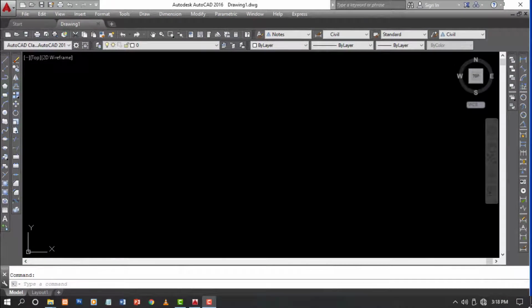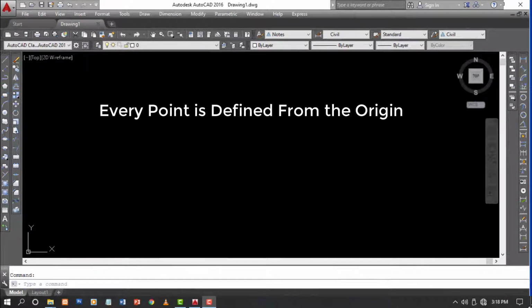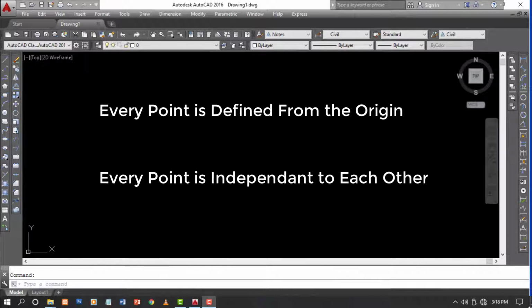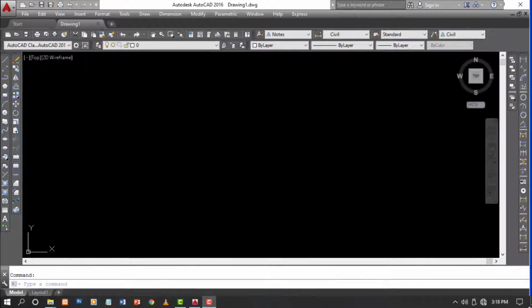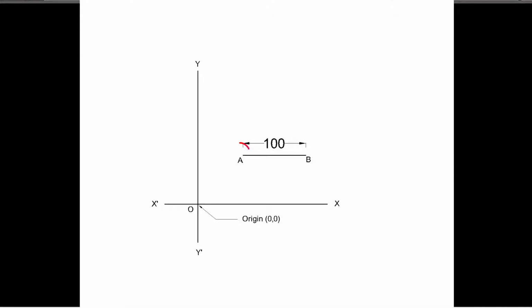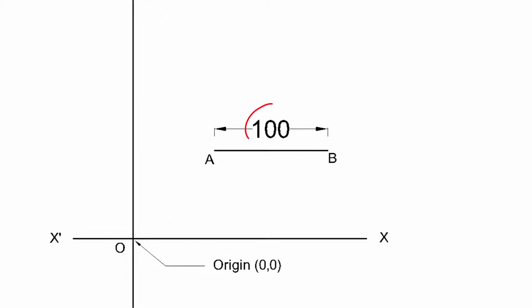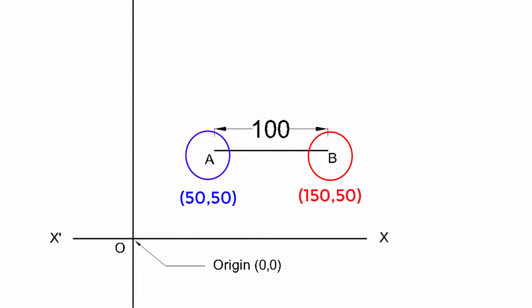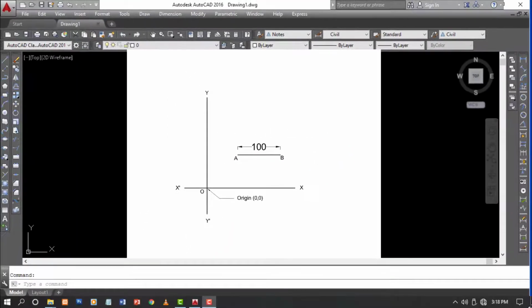In absolute coordinate system, each and every point is defined from the origin. The position of each point is independent to each other. Let me explain this with this figure. The distance of the point A of the line AB from y-axis is 50 unit and the line is 100 unit long. As the position of B point is independent of point A, its distance from the y-axis will be 150 unit. Now if the position of point A was 50, 50, then the position of point B will be 150, 50. Now let's move to the relative coordinate system.